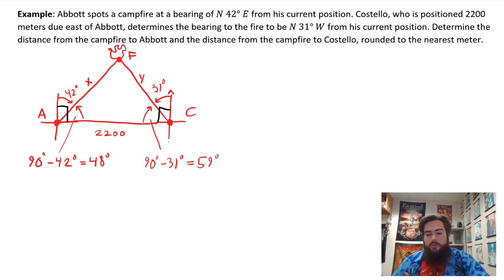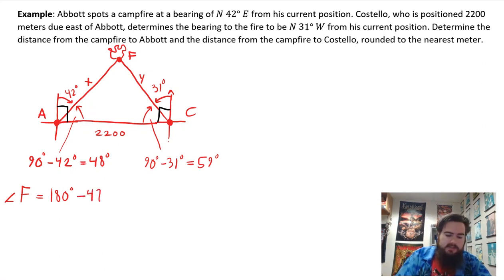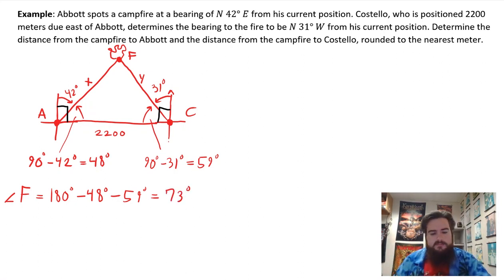Now that's all well and good, we have those pieces of information, but if we have two angle measures inside the triangle, we should already be able to solve for the third one. The angle at F should be the result of 180 degrees minus those two that we just calculated. Minus 48 degrees and minus 59 degrees. That should give you 73 degrees. So we now have a good amount of information for this triangle.